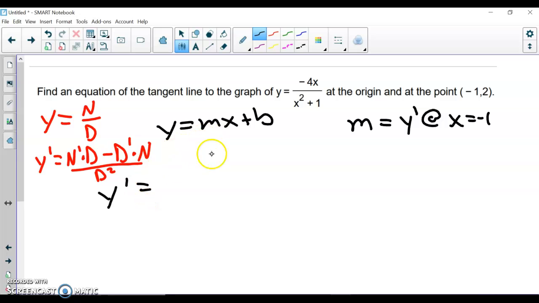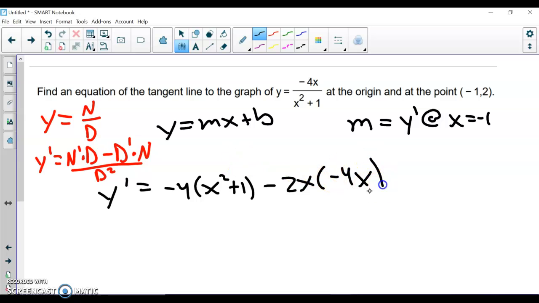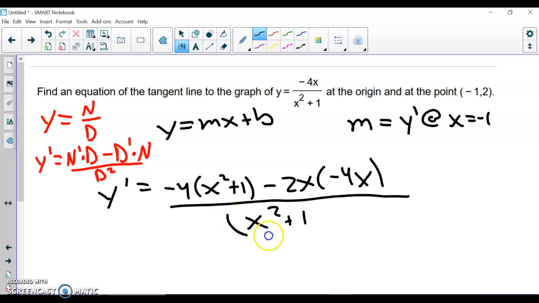So the derivative here is going to be: the derivative of the top, the numerator, is -4, times the bottom, the denominator, x squared plus 1. Then we have a minus sign, and now we take the derivative of the denominator, which is 2x, and multiply it times the numerator, which is -4x. And then it's all over the bottom squared, the denominator (x squared plus 1) squared.